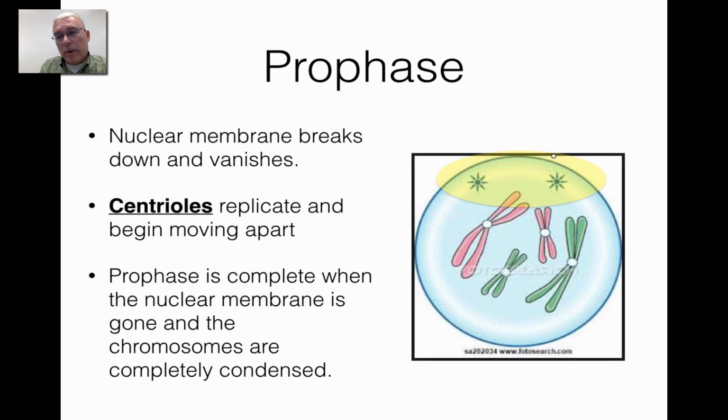So in this picture here, we can see the centrioles, here represented by these little asterisk-shaped things. The centrioles have copied, and the two copies are moving away from each other. And we also have in here 4 chromosomes: 1, 2, 3, 4, and you can see each chromosome is actually made up of 2 sister chromatids held together at a centromere.